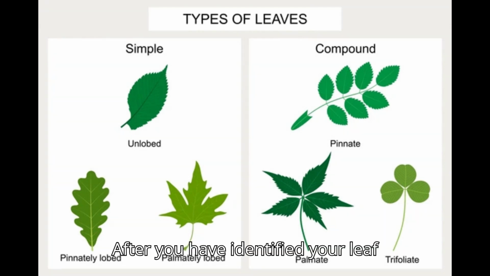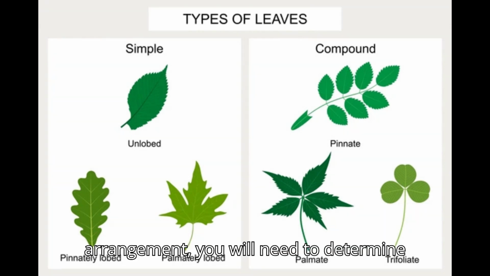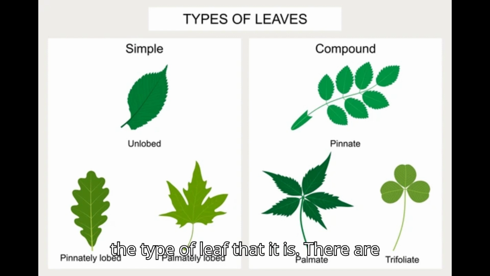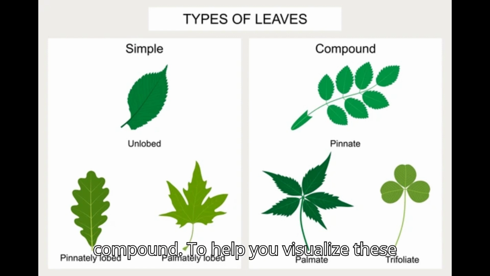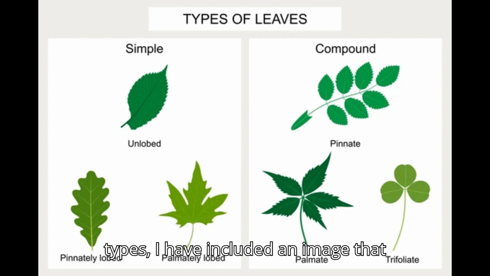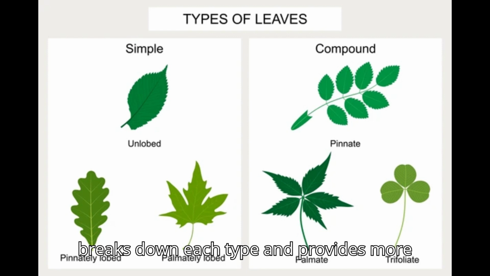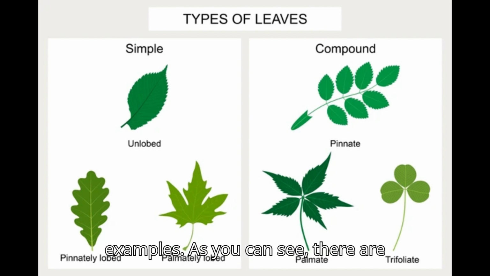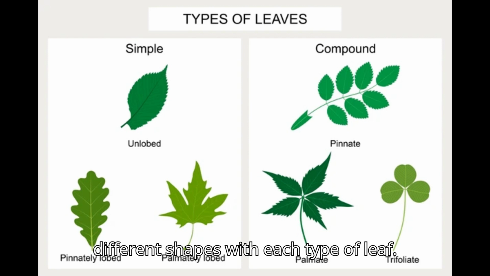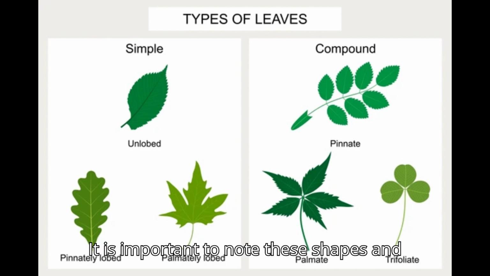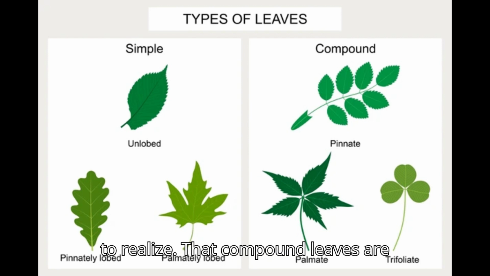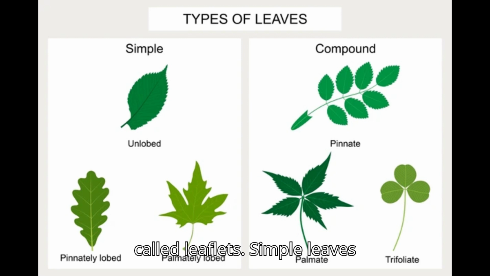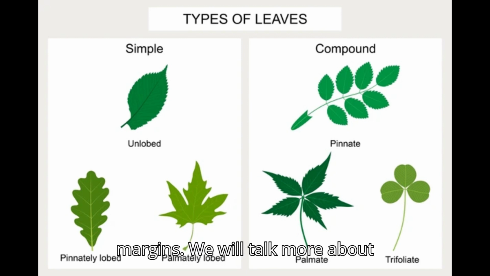this way. After you have identified your leaf arrangement, you will need to determine the type of leaf that it is. There are two main types of leaves, simple or compound. To help you visualize these types, I have included an image that breaks down each type and provides more examples. As you can see, there are different shapes with each type of leaf. It is important to note these shapes and to realize that compound leaves are composed of many smaller leaves called leaflets. Simple leaves only have one main leaf, but can have different shapes to their leaf margins. We will talk more about leaf shape on the next page.